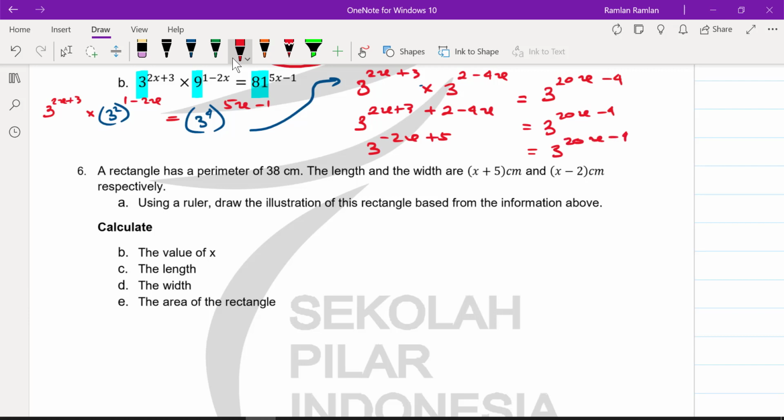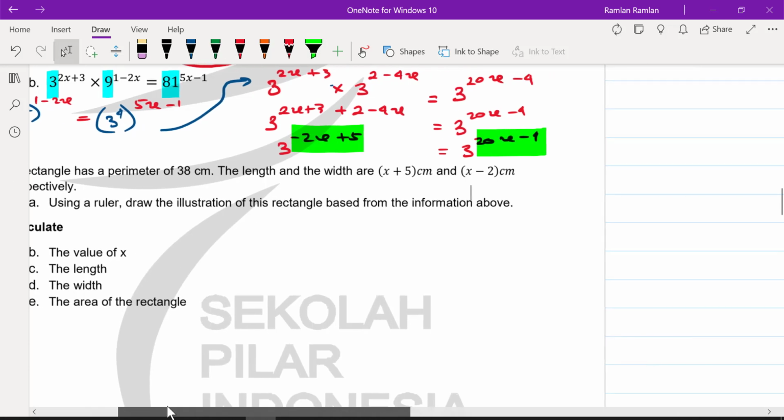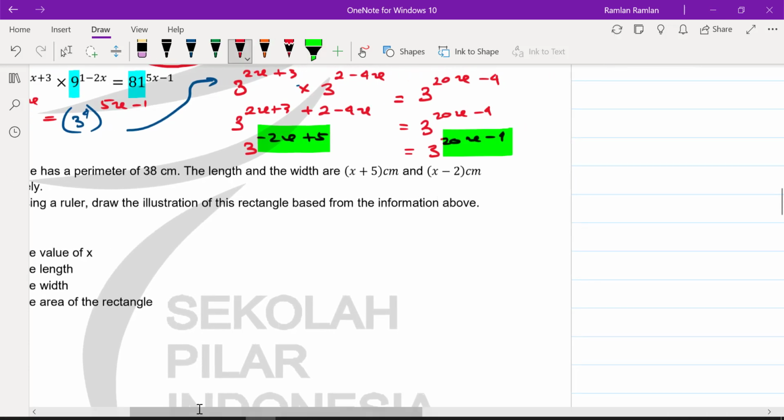Okay, now can you see that we have a single index on the left side of the equal sign, we have a single index on the right side of the equal sign, and we have the same exact base, which is 3. Which means that we can just take the powers: this guy equals this guy, right? Okay, I'm going to continue on the right side. So here I'm just going to take the power. That'll be negative 2x plus 5 equals 20x minus 4.